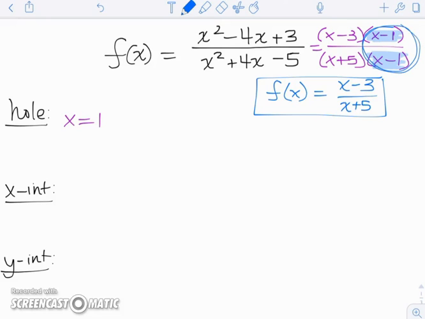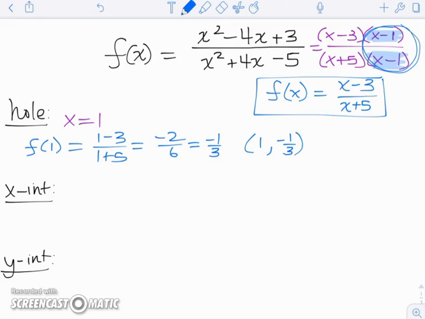What I need to do is evaluate the function at 1 to find the corresponding y value. So I'm going to take 1 and plug it into the function here, 1 minus 3 over 1 plus 5, and I end up with negative 2 over 6, negative 1/3. So the hole is actually at the point 1, negative 1/3.